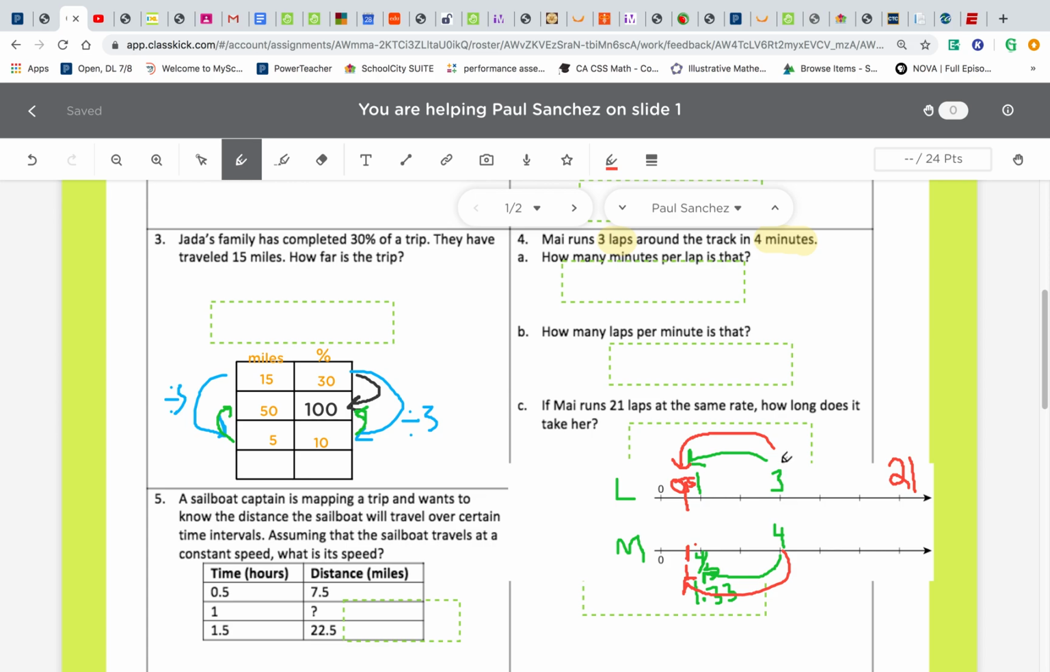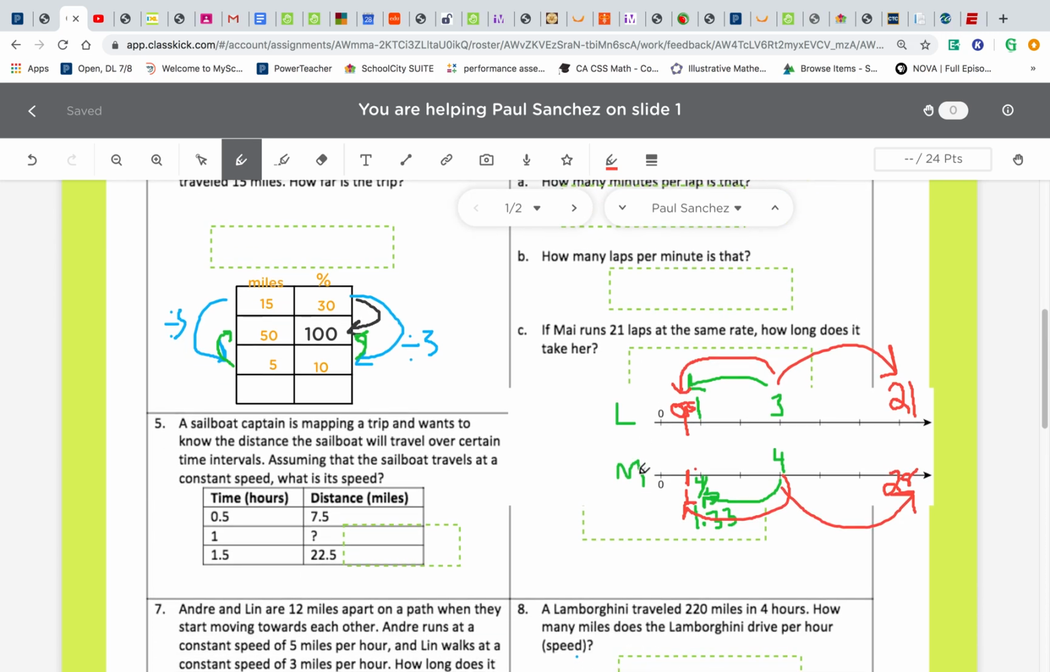So we want to go from the 3 laps we know about up to 21 laps and see how many minutes that is. So then we go from 3, we can jump to 21. Well, by multiplying by 7, we'll do that with the minutes. 4 times 7 would give you 28. So it would take 28 minutes to go 21 laps. Perfect, class.